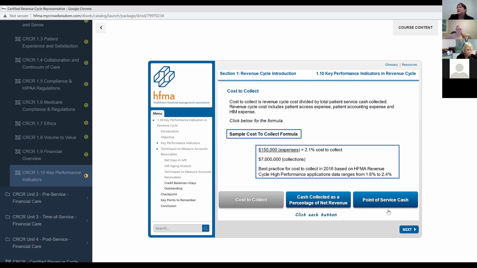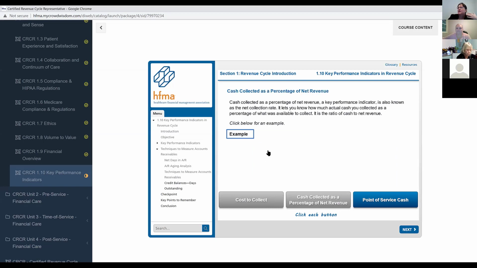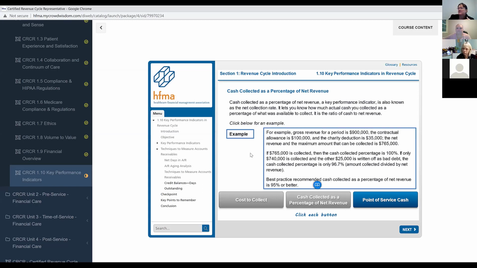Cash collection as a percentage of net revenue. So how much cash are we collecting based on the net revenue that we reported? Obviously, 100% is ideal, but the best practice for that is 95% or better. So if we have gross revenue of, in this example, 900,000, the allowance at the time of billing is 100,000. We've written off charity care of 35,000. We're expecting to collect $765,000. If we collect $765,000, we've collected 100% of our revenue.